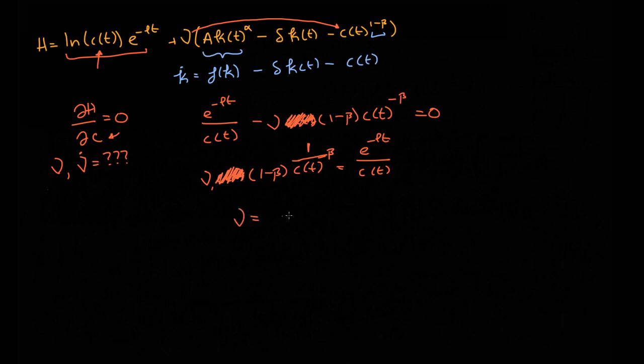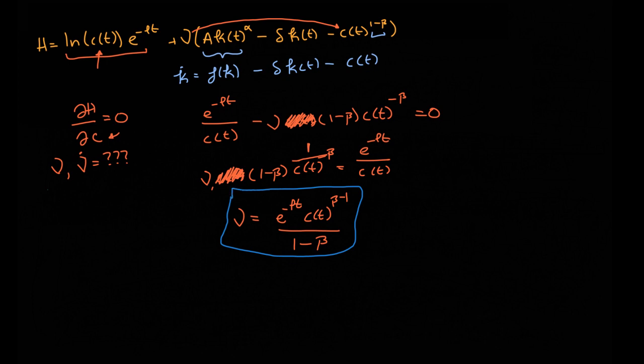We're going to have nu equals e to the minus rho t times c t to the beta minus 1. Because this is beta, this is minus 1, so we get beta minus 1. And then we can also divide by this 1 minus beta, so it's going to be divided by 1 minus beta. And so that is our nu function. I guess that's the shadow price of assets.